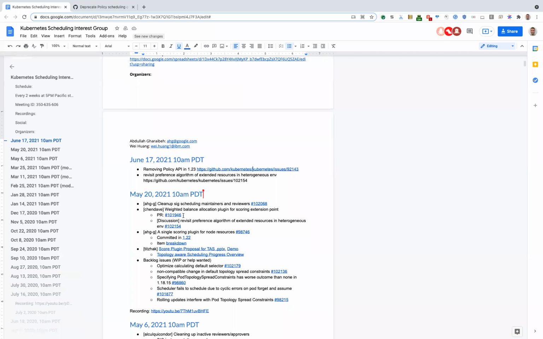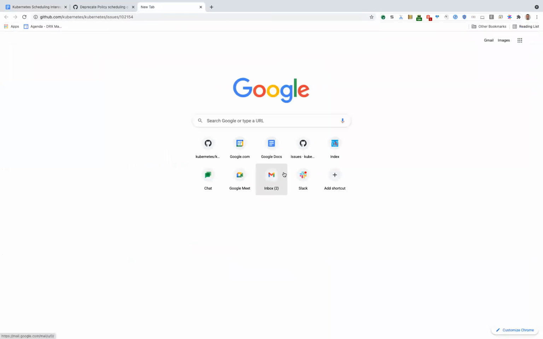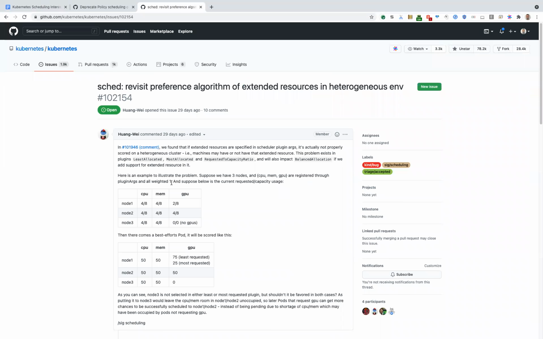All right, thank you, Mike, for taking the lead on this one. Any questions on this item? All right. So the next agenda item is the extended resources in heterogeneous environments. Aldo, do you want to talk about this one?